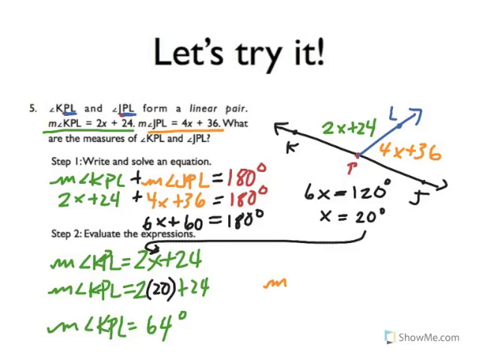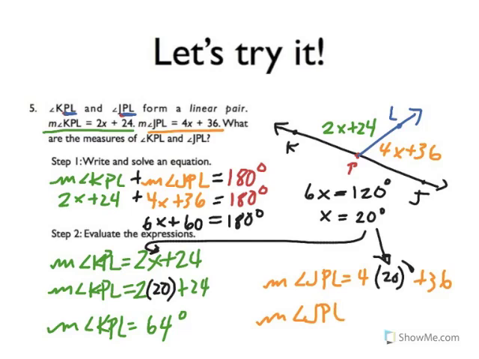Likewise, I'm just going to jump in here with substituting the value. The measure of angle JPL is going to be 4 times our 20 degrees, the same 20 degrees here, plus 36. So the measure of angle JPL should be 116 degrees. So that's not too bad, is it?